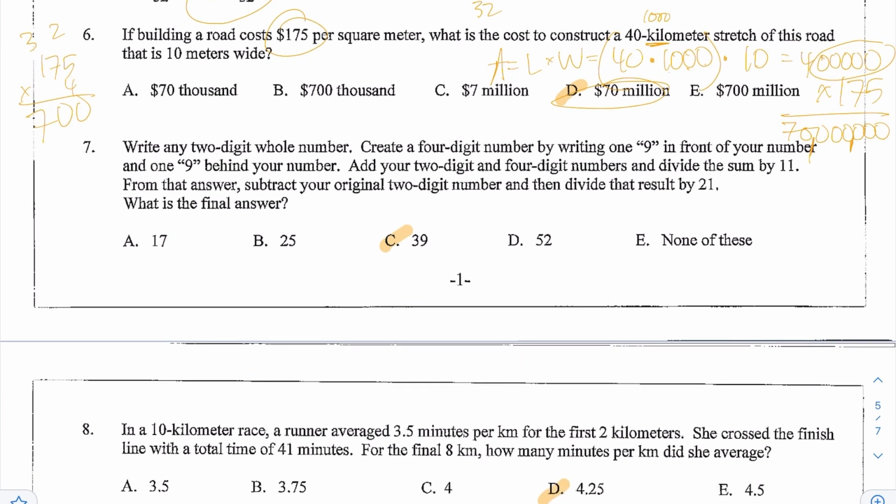All right, next for number 7, write any 2-digit whole number. Create a 4-digit number by writing a 1 9 in front of your number and a 9 behind your number. Add your 2-digit and 4-digit numbers and then divide it by 11. From that, subtract your original 2-digit number and then divide that by 21. What's the final answer?